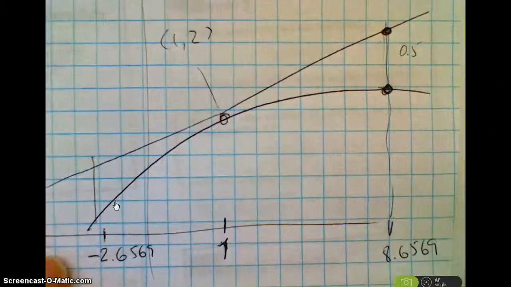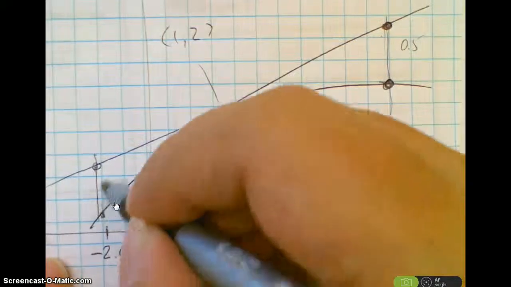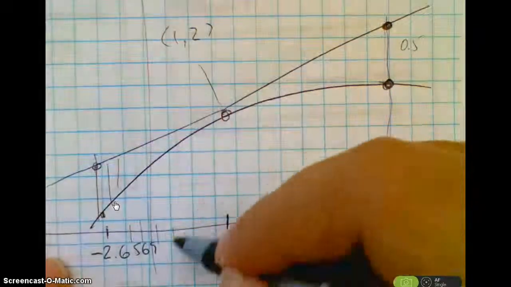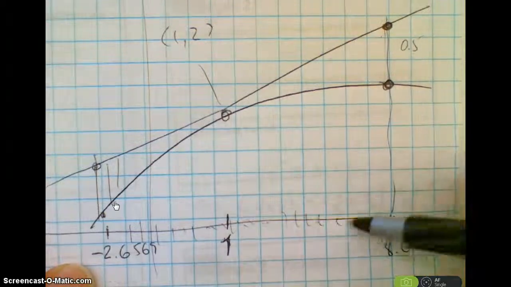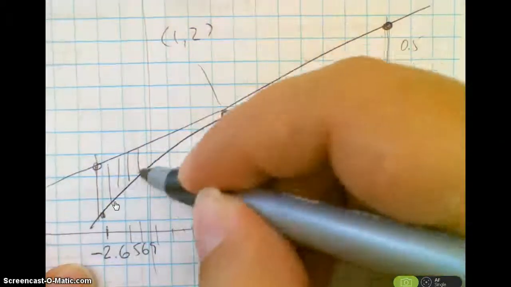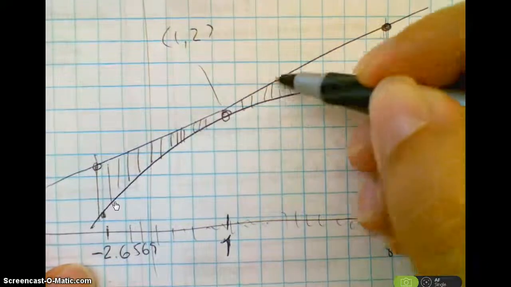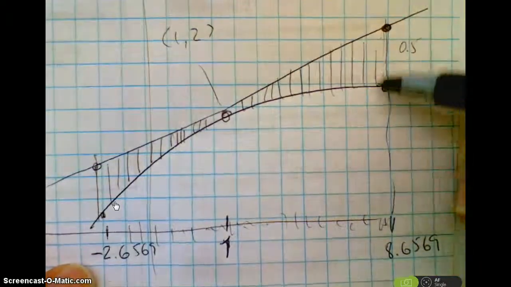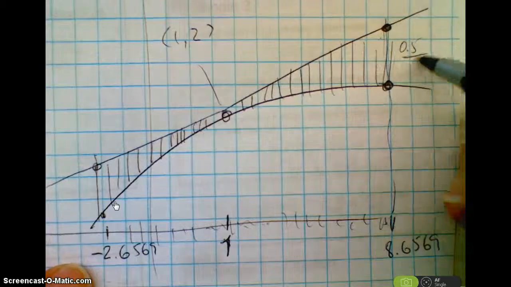0.49 or 0.9999, and in here the same way. Okay, so for all those x's between negative 2.6 and 8.6, the space between the tangent line and the function itself is less than 0.5. That's all it means. Now, that's if you want to be accurate within 0.5.